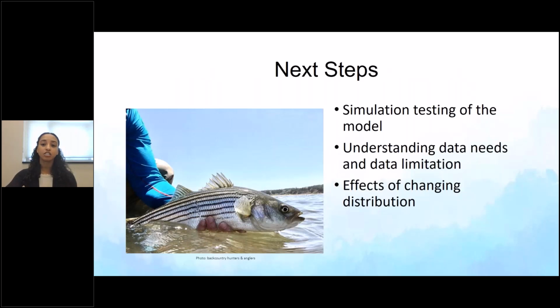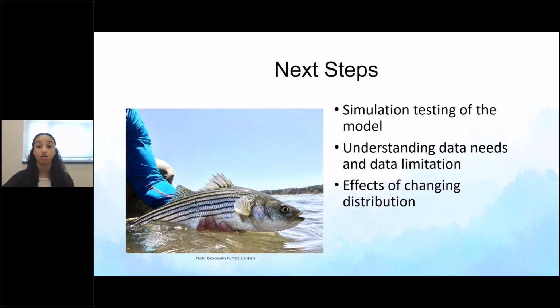And then after our spatial model is complete, we really want to thoroughly test this model with simulation studies. Obviously, before this model can be used for management purposes, we want to understand how this model performs compared to other varieties of spatial models, like a spatially implicit model. We want to know what data is needed for a spatially explicit model of this kind, and also what our limitations are with it.